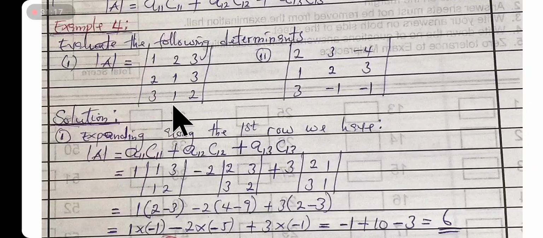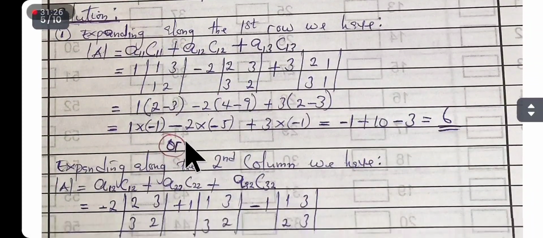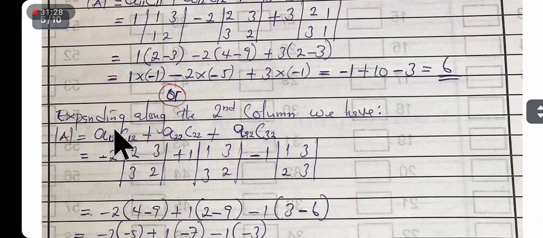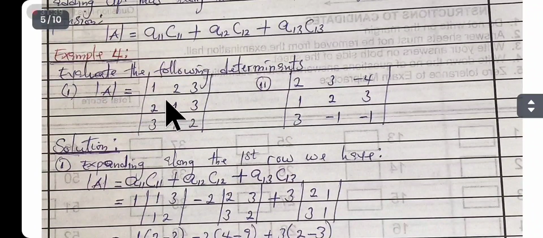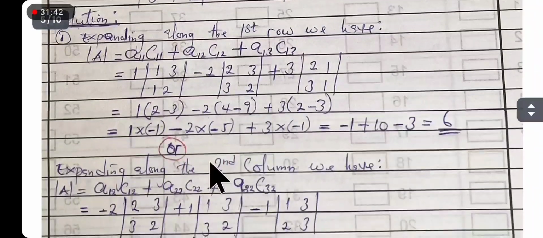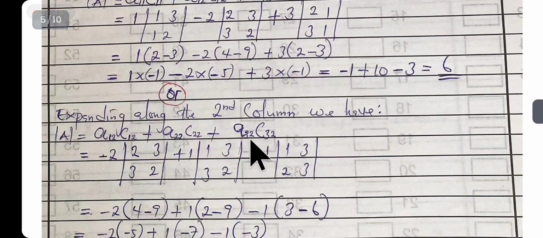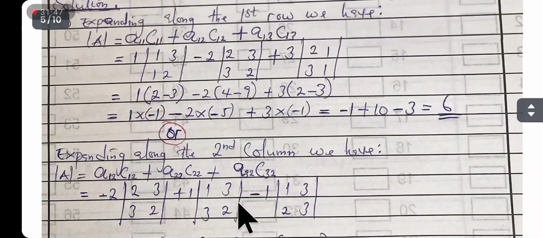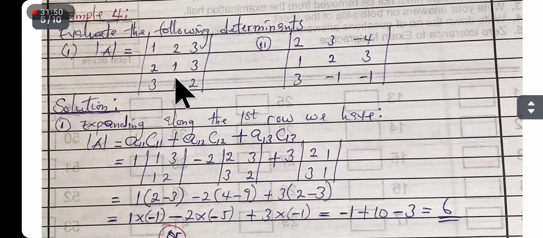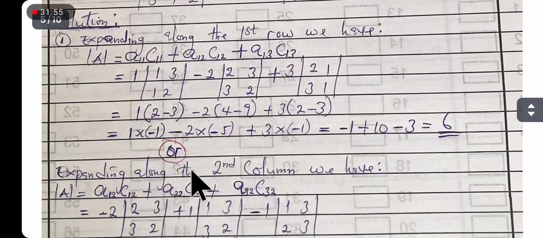This is the second column. So in this second column, the first element you are picking is 2. If you pick that 2, that 2 is A12, multiplied by its cofactor, then followed by A22 multiplied by its own cofactor, then plus A32 multiplied by its own cofactor. A22 is this one. A32 is this. So now let's expand it.